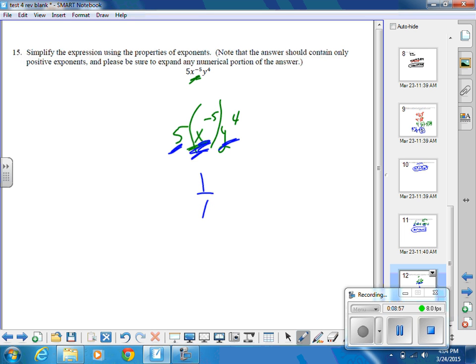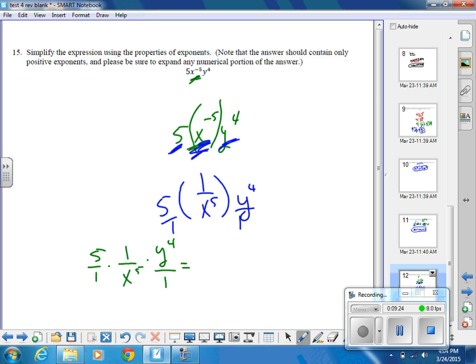Make this 1 over x to the 5th. On the outside, I have a y to the 4th and a 5. If you notice, whenever I multiplied the 4 by that 1, they went to the top. So, if I want to think about it, these are both over 1. When I multiply straight across, I have 5 over 1 times 1 over x to the 5th times y to the 4th over 1. So here, I get 5 times 1 times y to the 4th, which is just 5y to the 4th. And in the bottom, 1 times x to the 5th times 1, which is just x to the 5th. Can't combine anything, so I'm finished.